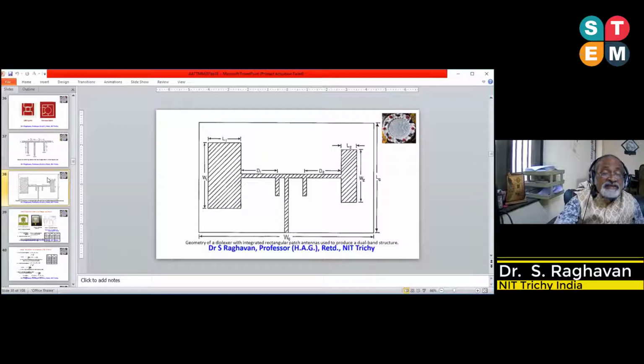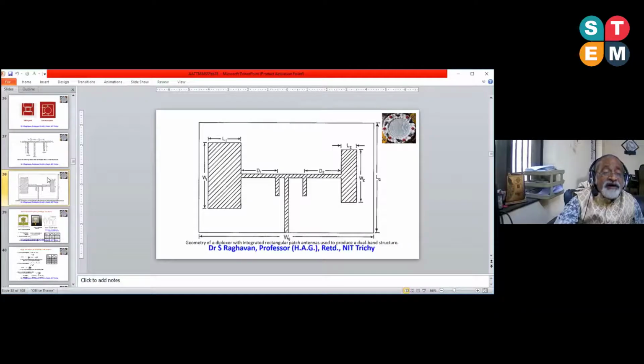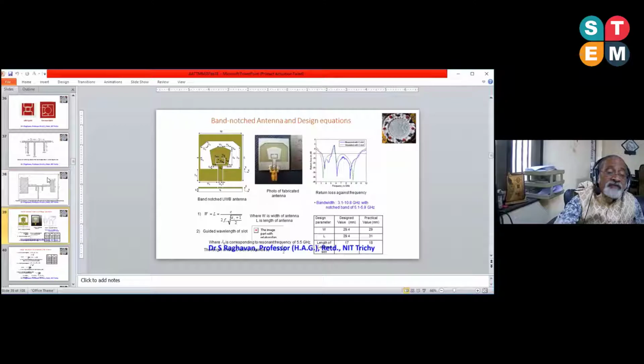This is again the same thing in a realistic way. By the jugglery of integer multiple of lambda g by 4, short circuit, open circuit can be obtained, and you can have at a time two band frequency generators. Another example of meta material.